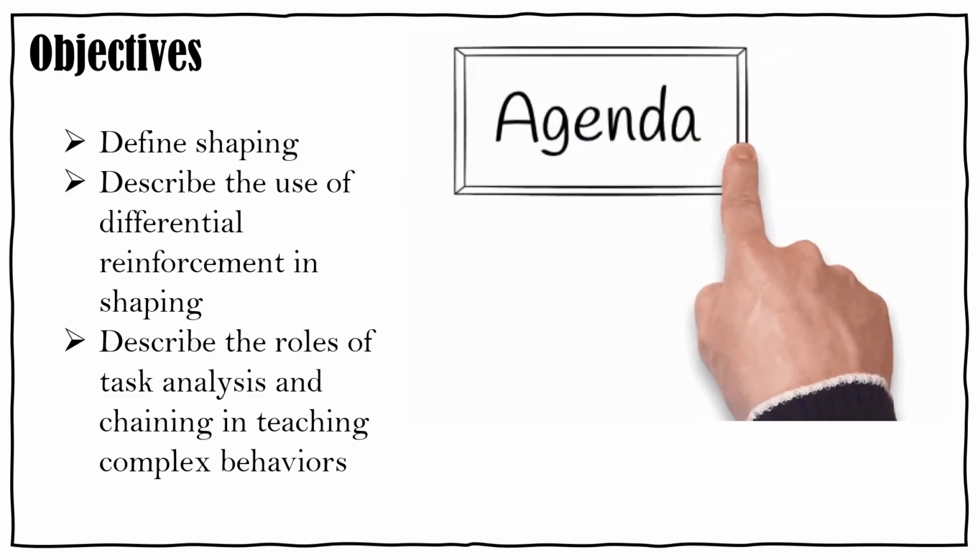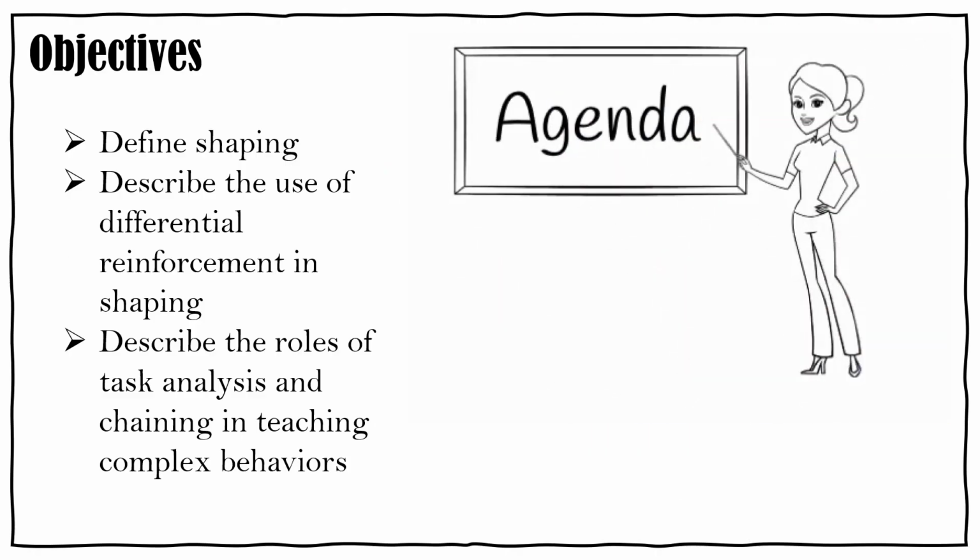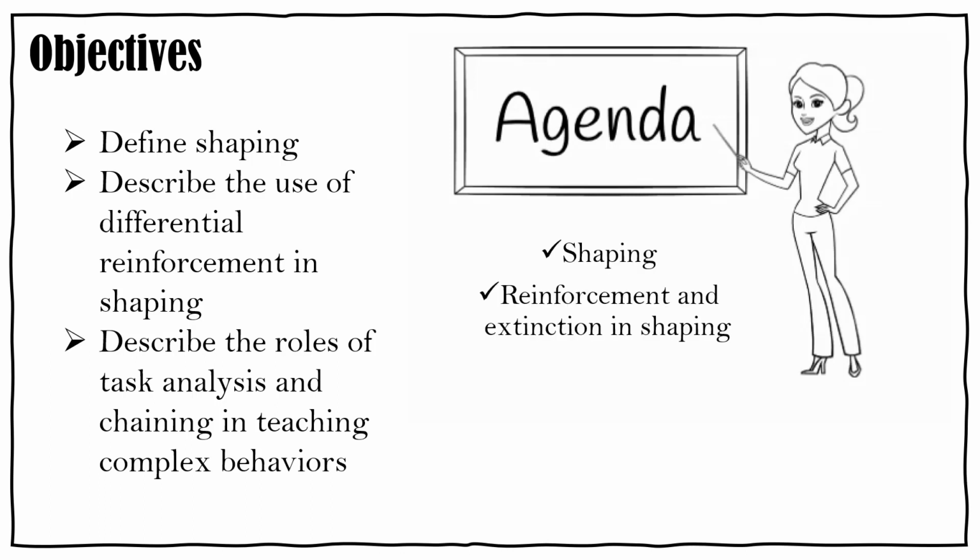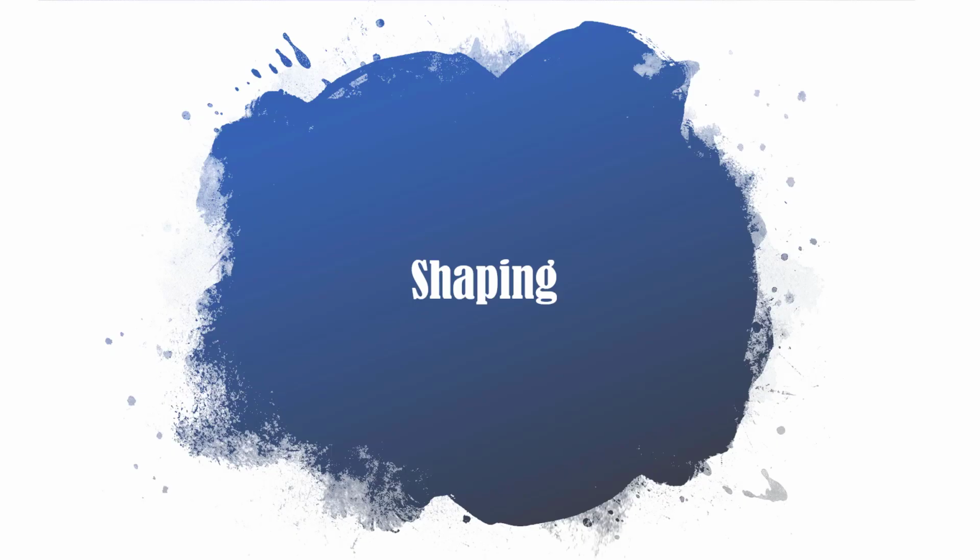So for this video, our objectives are on the left, and our agenda is we're first going to talk about what shaping is, and then talk about reinforcement and extinction of shaping. Then we're going to get into chaining and talk about a task analysis, and then some different chaining techniques. So let's first start with shaping.